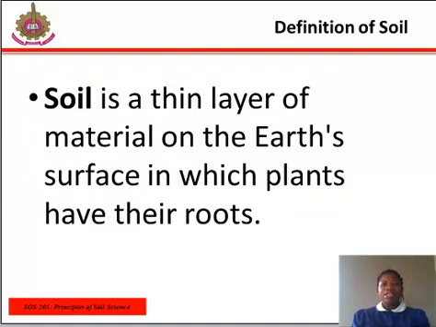Definition of soil. There have been several conceptions held about soil in the historical past. This has led to several definitions of soil by different people at various times. The definitions range from very simple to very professional.